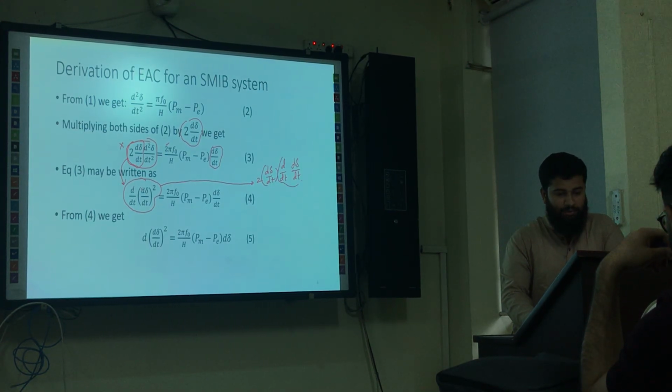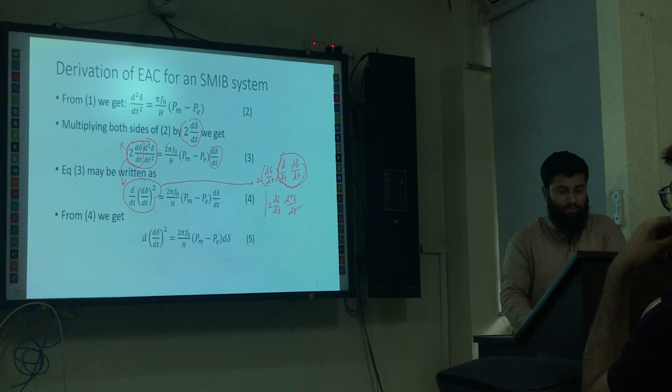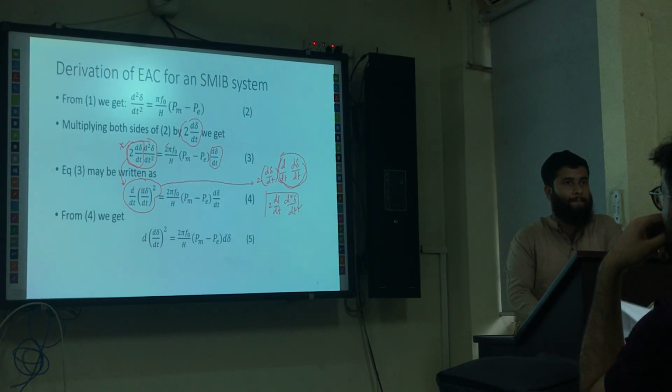Now these two terms can be written combinedly as d square delta over dt square, and here we have d delta over dt. Okay. Have you understood how we can combine these two terms into this? Now look, this and this term are actually same, right?